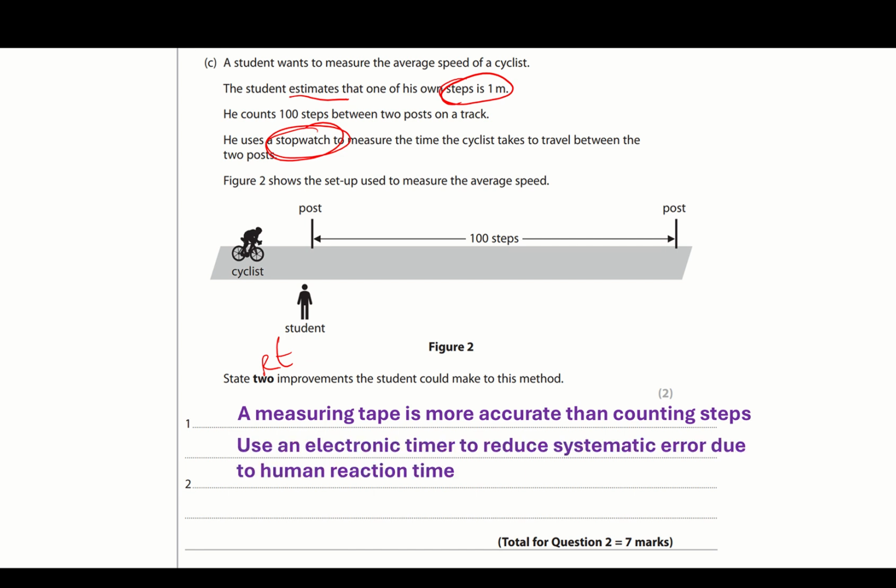Use an electronic timer to get rid of the systematic error. So systematic error is error due to our practical setup. And clearly this practical setup is pants. So that would then enable us to remove human reaction time.